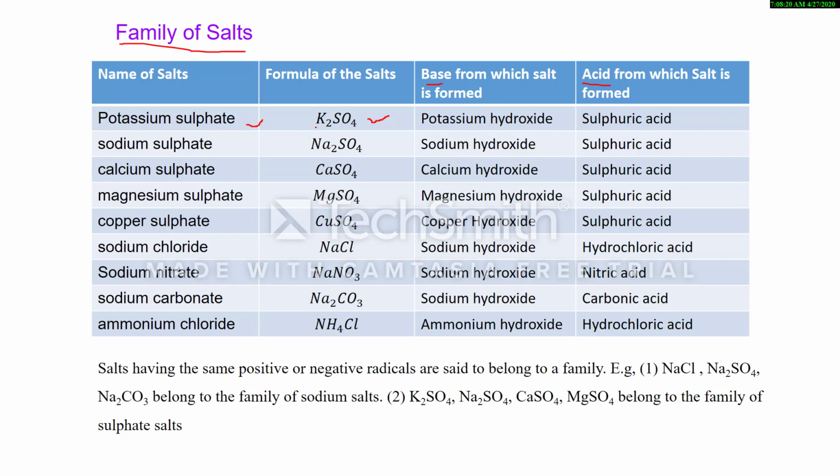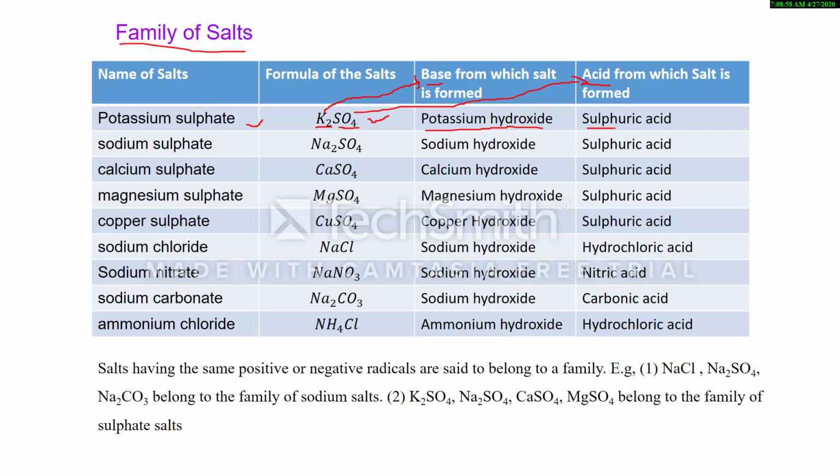This is the cation and this is the anion. This cation always comes from the base, remember it. And this anion comes from the acid. This is the cation potassium, and this is part of the base. That's why we can say this is potassium hydroxide. And we already discussed some acids. This anion SO4 is part of which acid? This is part of sulfuric acid. Is it clear? In this way, we can write the acid and base from which a particular salt is made up.